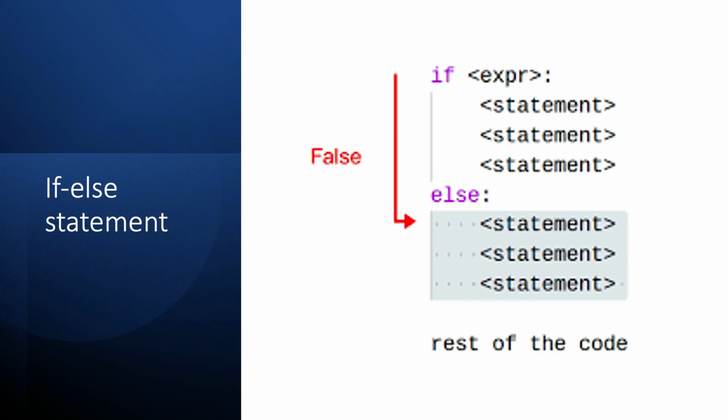And after executing the appropriate block of code, the program continues with the rest of the code that follows the if-else statement. Now this ensures that one of the two code paths is always taken, which provides a clear way to handle different outcomes based on a condition.